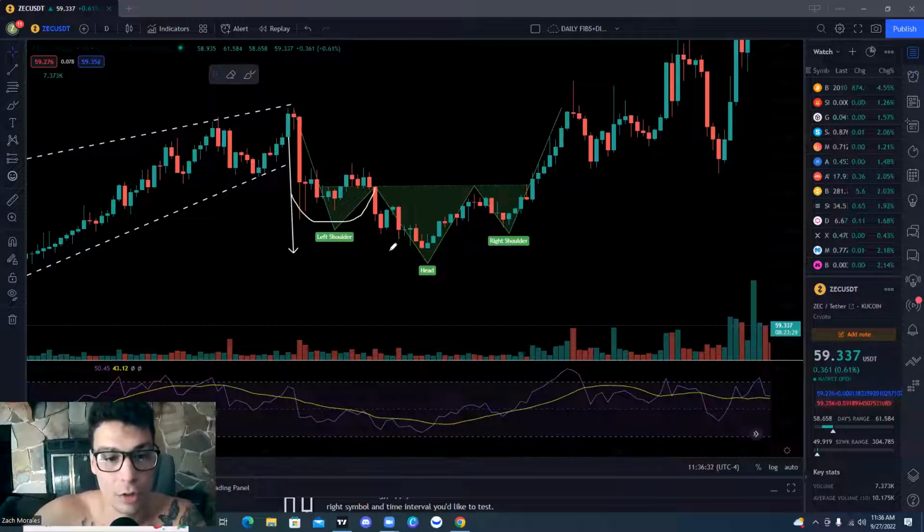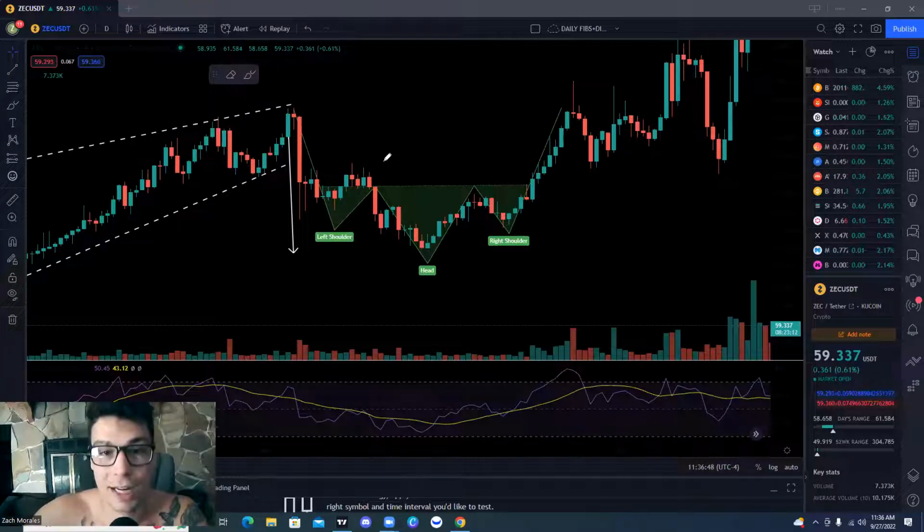So we have our left shoulder here, we have our head, we have our right shoulder. And this is the beginning of the left shoulder. I want you guys to see that we went ahead and hit that target beautifully. So there's lots and lots of ways to trade cryptocurrency, and patterns are really effective.